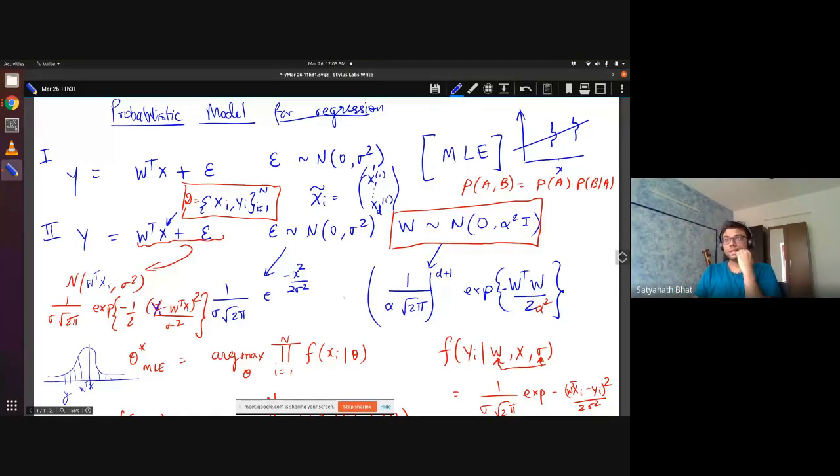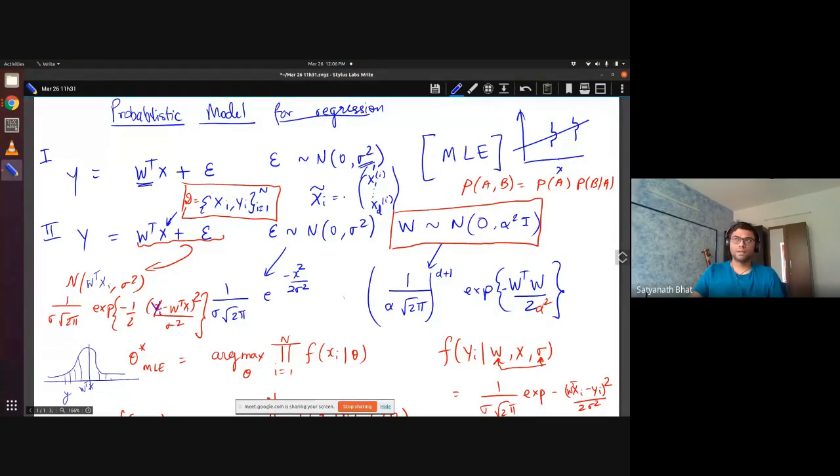Then yesterday, we took this entire expression, and what we wanted to find out, using the data that is given, is what that W is which maximizes it. That was the MLE estimate. And we realized that the MLE estimate is nothing but your usual least square estimate. So that is what we did yesterday. We did an MLE estimate for W as well as an MLE estimate for sigma squared.